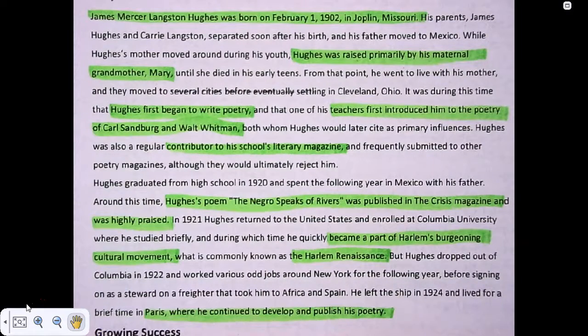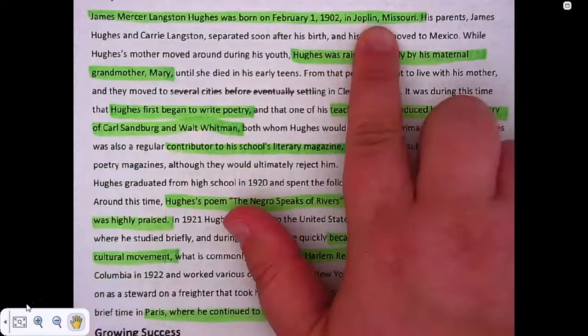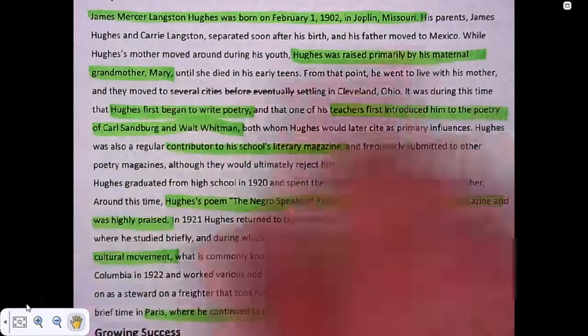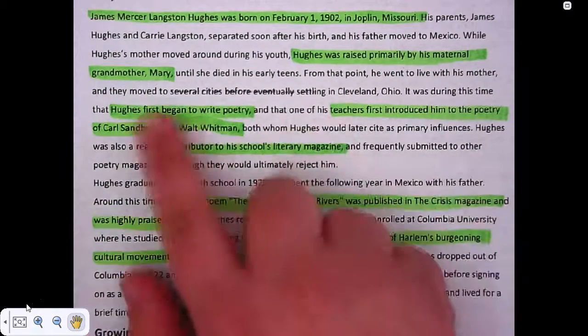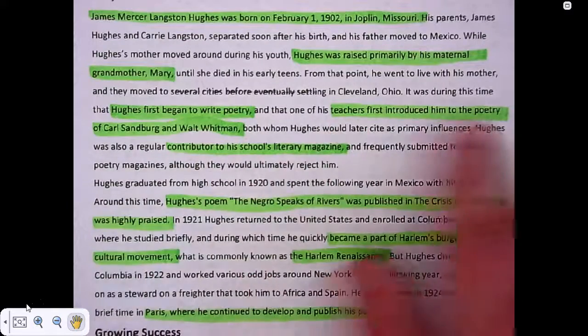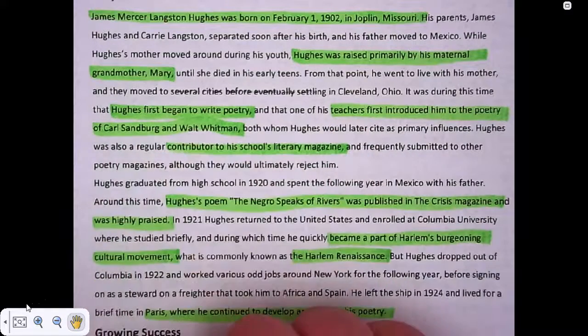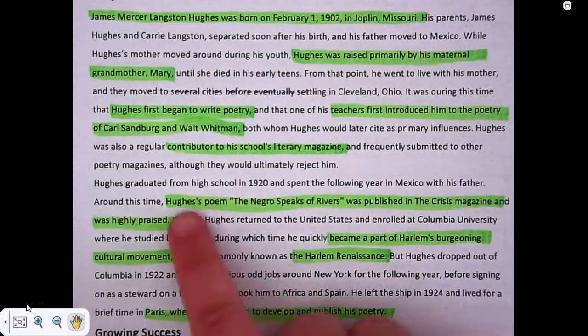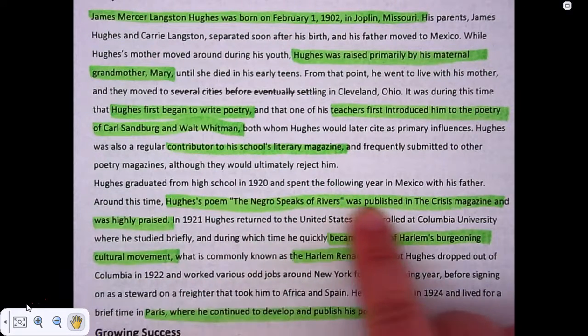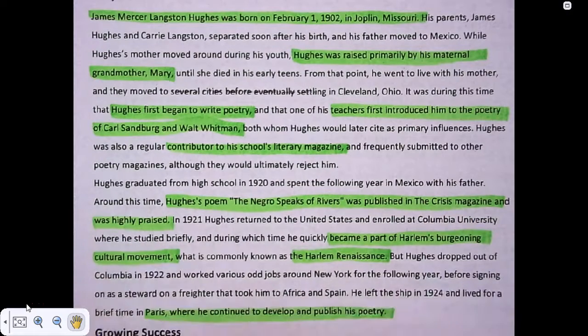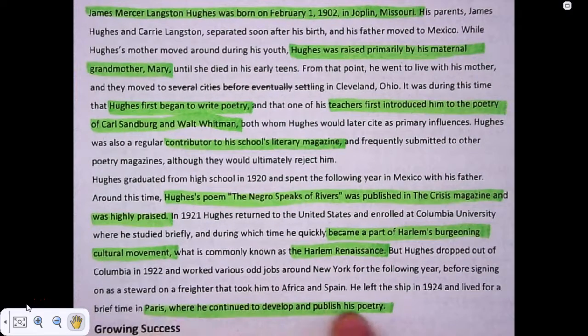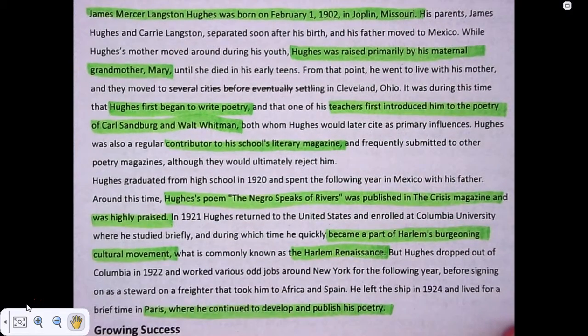James Mercer Langston Hughes was born February 1st in Joplin, Missouri. He was raised by his maternal grandmother. He began to write poetry, and one of his teachers introduced him to Carl Sandburg and Walt Whitman. He was a contributor to his school's literary magazine. His poem, The Negro Speaks of Rivers, was published and highly praised. He became a part of Harlem's cultural movement, the Harlem Renaissance, and he lived in Paris for a little bit, where he continued to develop and publish his poetry.